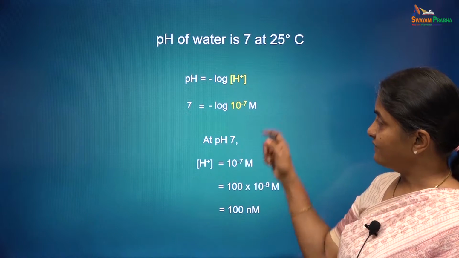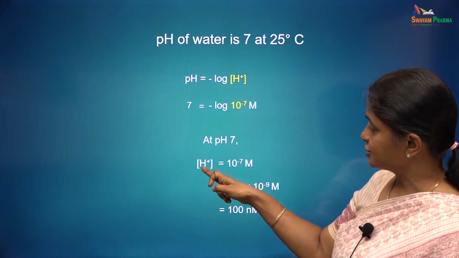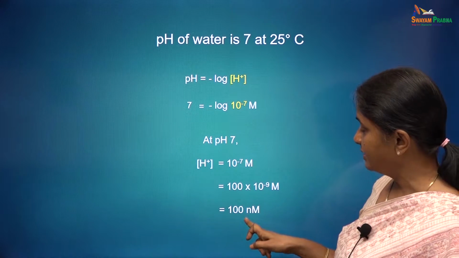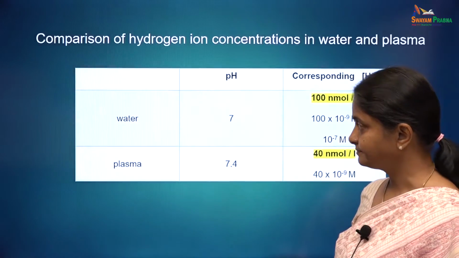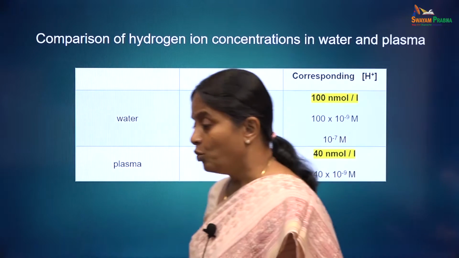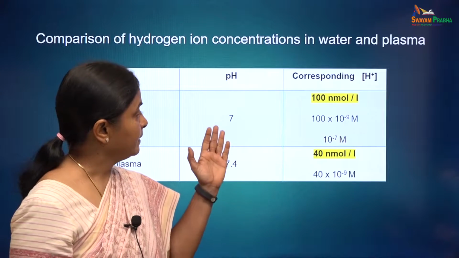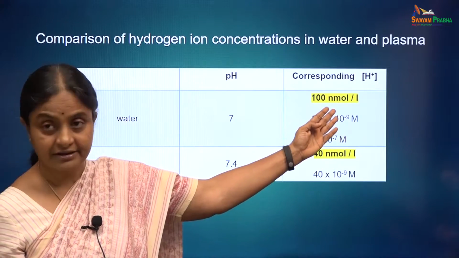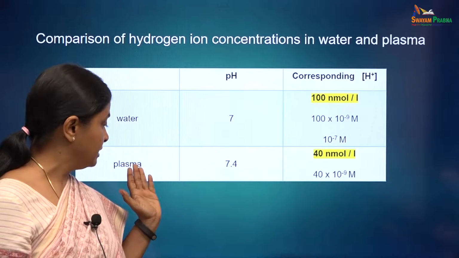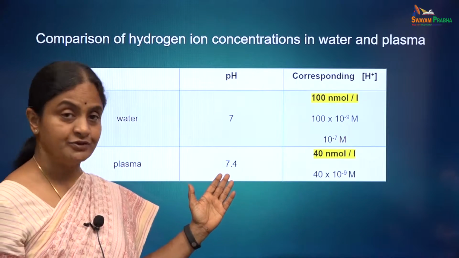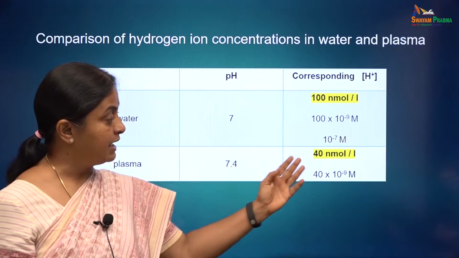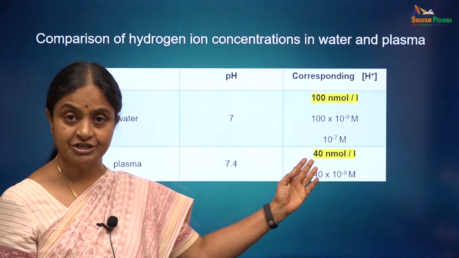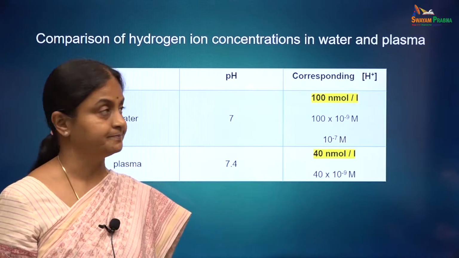For a pH of 7, the hydrogen ion concentration in solution has to be 100 nanomoles per liter. Water has a pH of 7 and the corresponding free hydrogen ion concentration is 100 nanomolar. We just saw that. Plasma has a pH of 7.4 and the free hydrogen ion concentration is 40 nanomoles per liter.